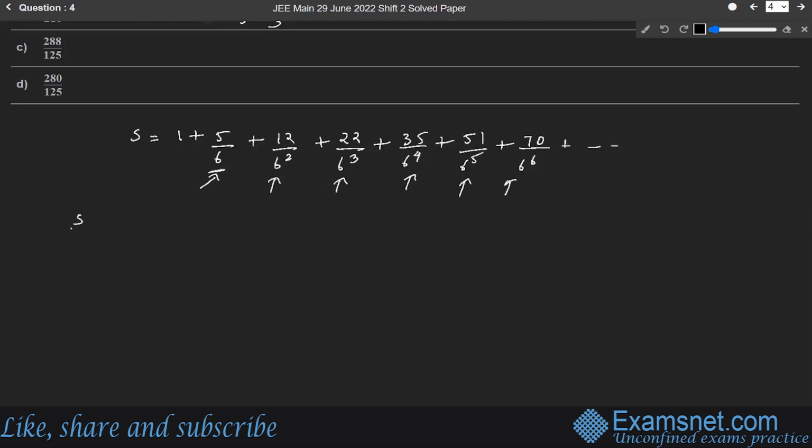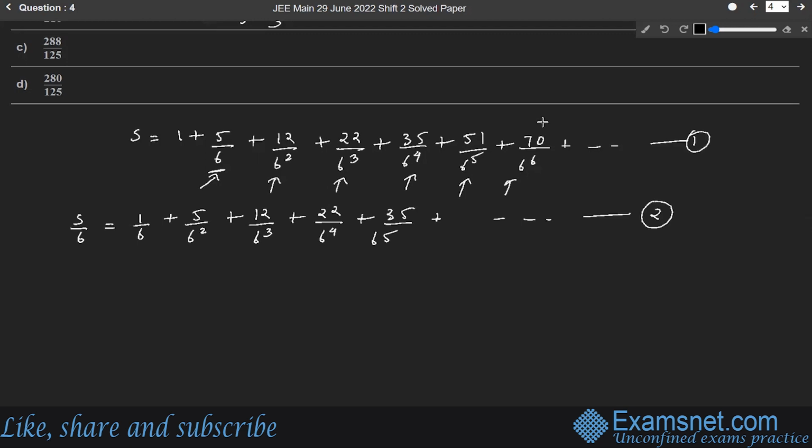So left hand side will be S by 6. Right hand side will be 1 by 6 plus 5 by 6 square plus 12 by 6 cube plus 22 by 6 power 4 plus 35 by 6 power 5 and so on. Now consider this as equation 1 and this as equation 2. There is a very simple step that we have to perform: 1 minus 2. It means that we subtract the second equation from the first equation.